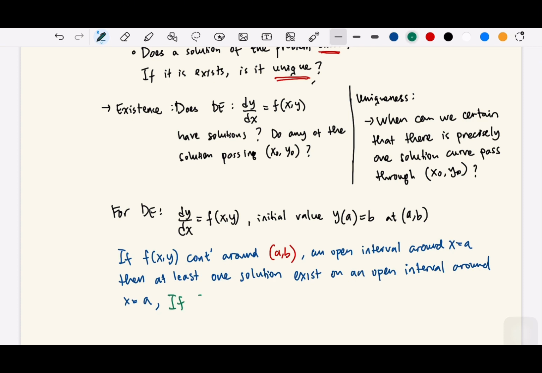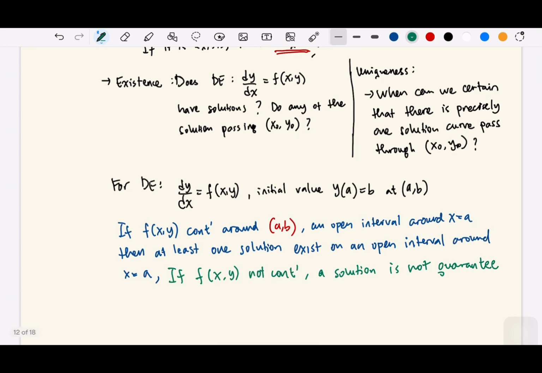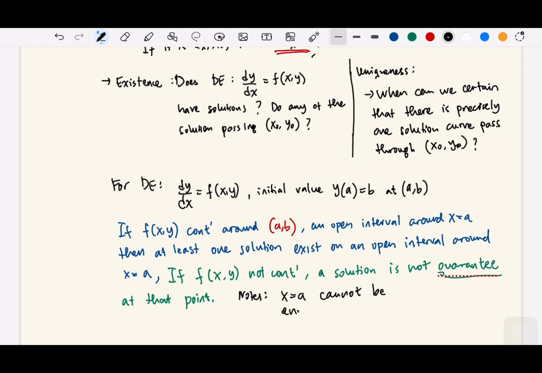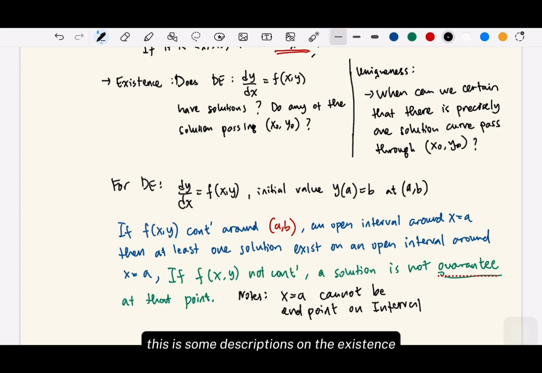Now if f(x, y) is not continuous, then a solution is not guaranteed, so it's not certain at that point. And note that x = a is not the end point of the interval. These are some descriptions of existence.